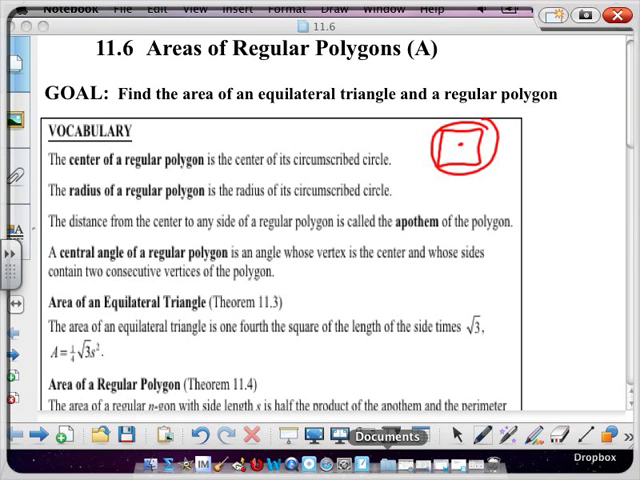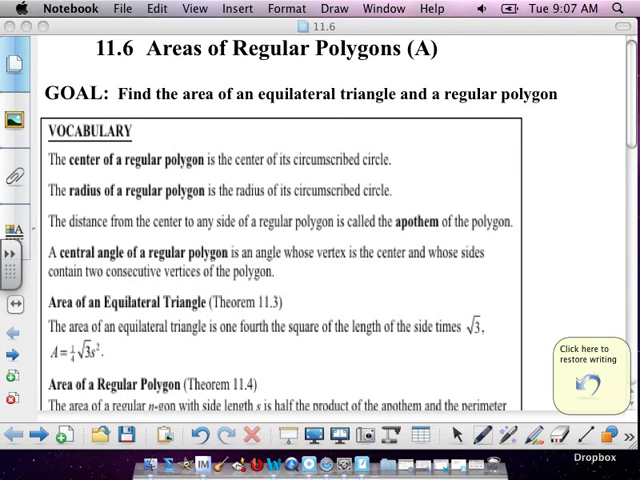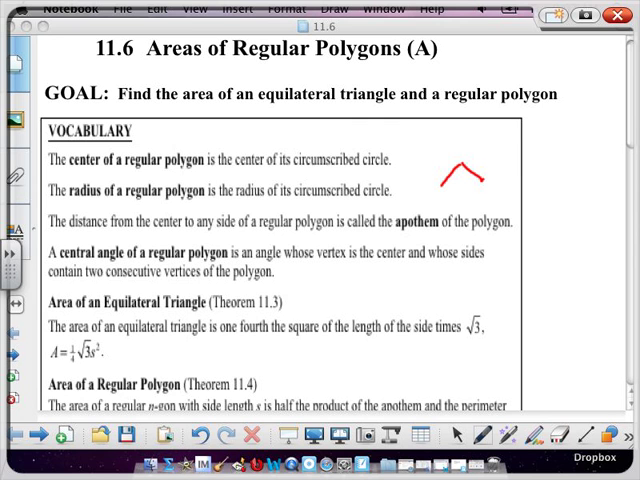The radius of a regular polygon is the radius of a circumscribed circle. So that means, like if we've got a pentagon and we've got a circle around it, the radius goes from the center to the point, which would be on that circle. Okay. The distance from the center to the side of a regular polygon is called the apothem. So we've got the radius and we've got the apothem.